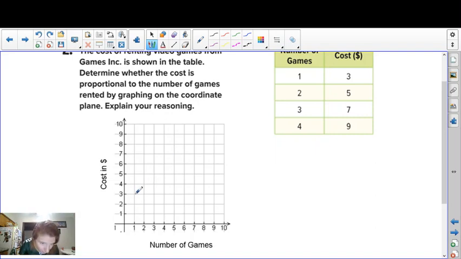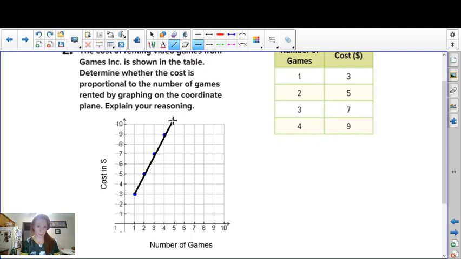One game costs $3. 2 games cost $5. 3 games cost $7. This is going to be a fun night. And 4 games cost $9. Let's see if we can try and make somewhat of a straight line with this.